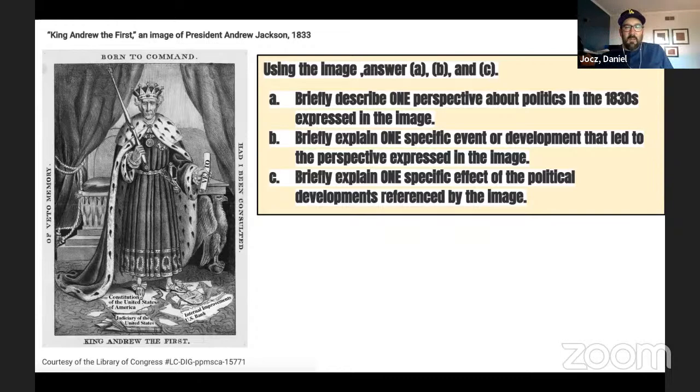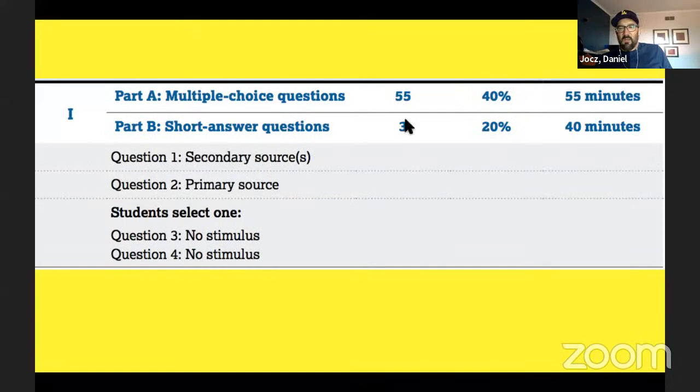And let me go back. The reason why I call this one short answer question two is on the SAQ, remember the second question you have, you're going to get some sort of primary source, some sort of stimulus, and you're going to need to answer a series of questions about it. Very often, not always, that stimulus is visual.